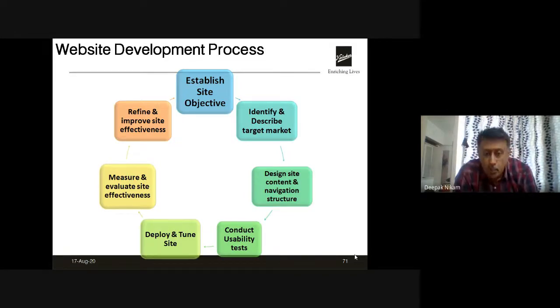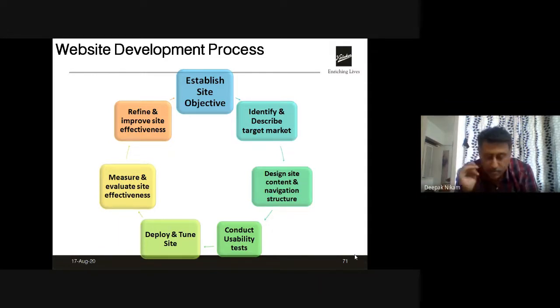Then, once you have done each separate page, each separate drop down, each separate menu, make sure you have checked, tested, and cleared them, right? So you have done the usability tests of it now. Then comes your deploy and the tuning of your site.